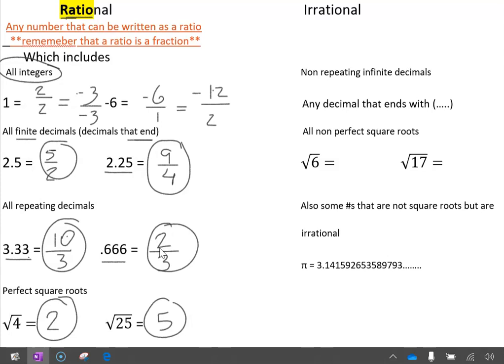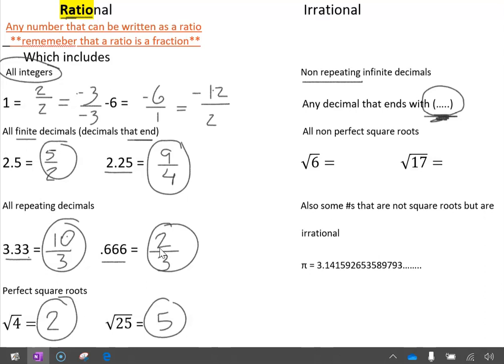Now there's only 2 different things you have to worry about for irrational numbers. 1, non-repeating infinite decimals. That means they don't repeat, but they keep going on forever. And the easy way to determine that is if a decimal changes and ends in dot, dot, dot, that means it keeps going on forever, not changing. So if you see this right here at the end of a decimal, that makes it irrational. Okay? And that is always true.